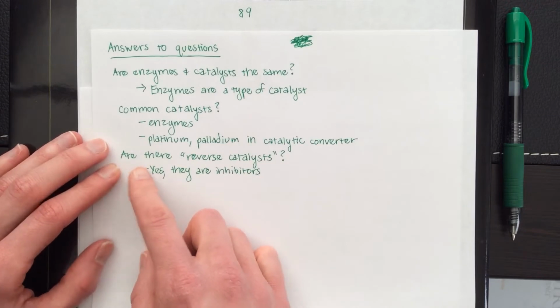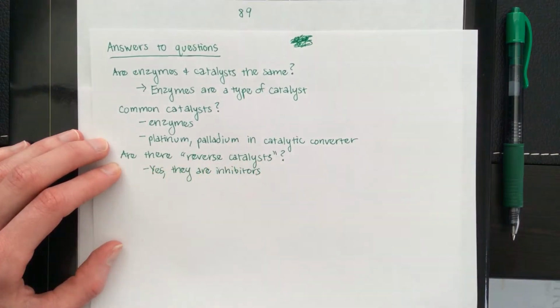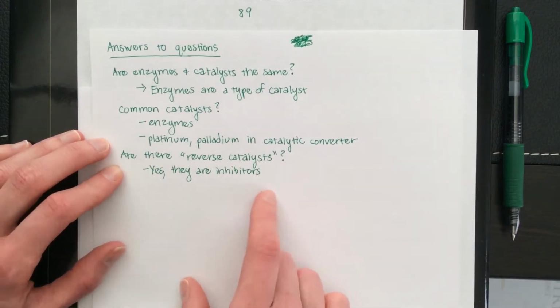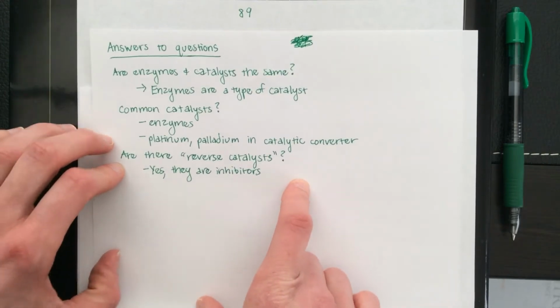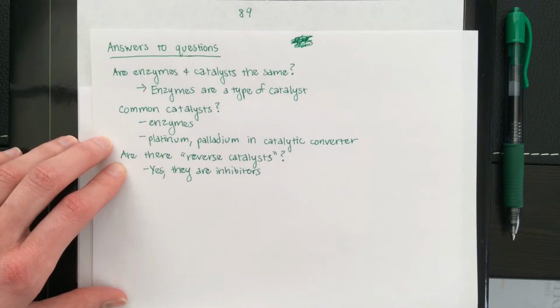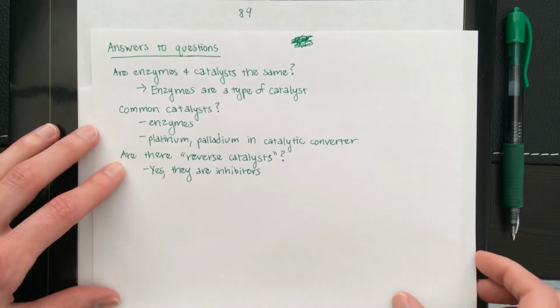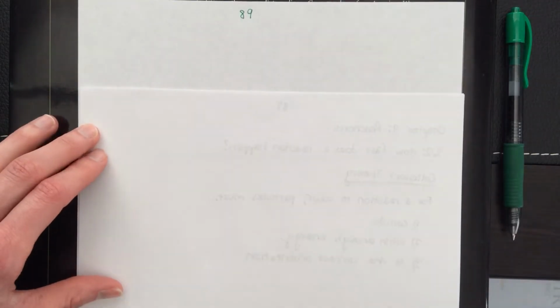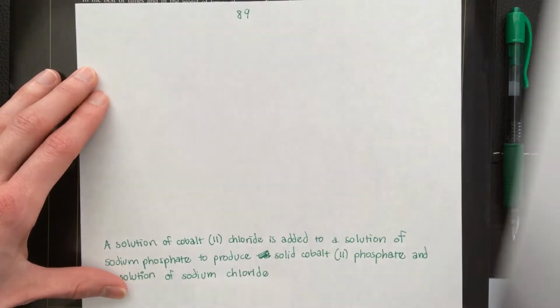And then someone asked, are there reverse catalysts? So like something that makes a reaction go slower. And the answer is yes, they're called inhibitors. They're molecules that usually bind to catalysts and stop them from acting. So that's kind of a biochem thing if you're interested in that. All right, so those are good questions. Let's move on to writing chemical equations.